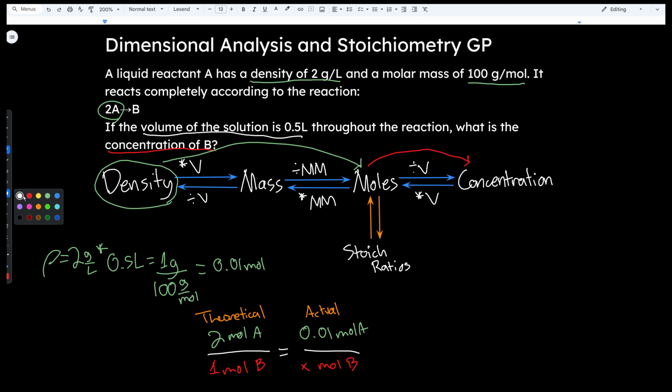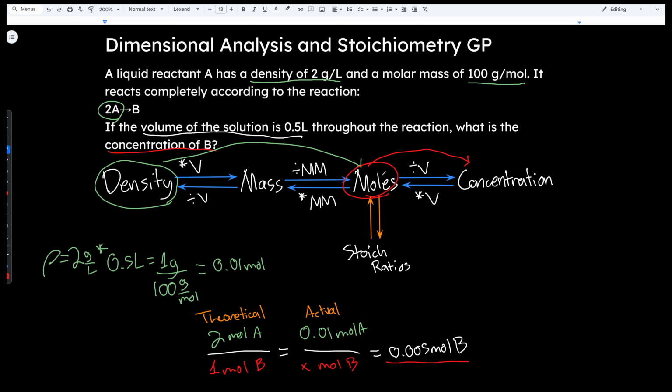Whenever you go through and do that cross multiplication, I'll give you a chance to pause it right here if you want to do that on your own. Basically, I just know that there's going to be twice as much mole A as there is B. So we're basically going to have 0.005 moles of B. And I should have written that in red. Okay, so now we have the moles of B.